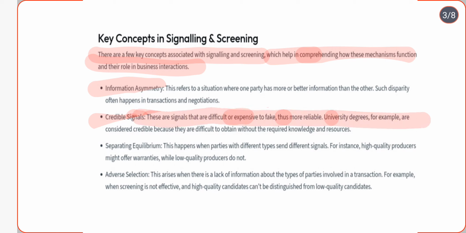University degrees, for example, are considered credible because they are difficult to obtain without the required knowledge and resources. Separating equilibrium: this happens when parties are of different types and they send different signals.